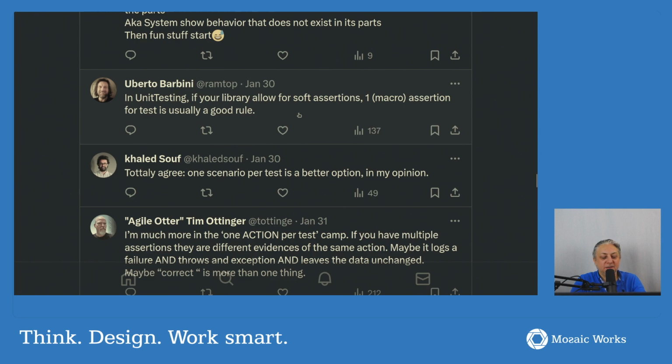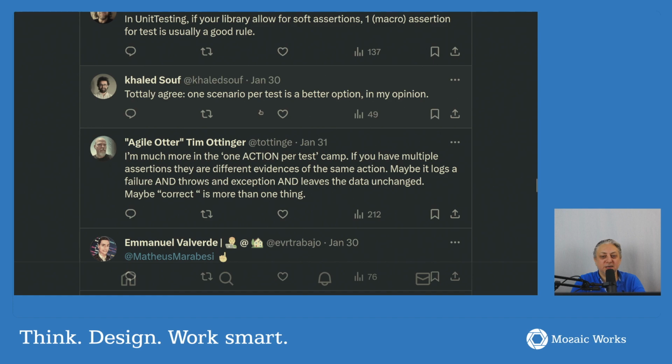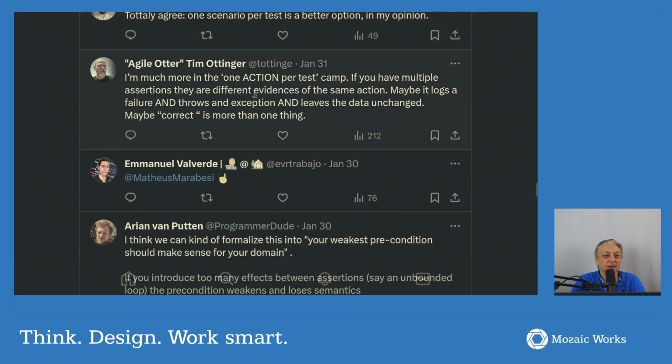Uberto Barbini: in unit testing, if your library allows for soft assertions, one macro assertion per test is usually a good rule. Khaled Suf: totally agree. One scenario per test is a better option, in my opinion. Agile author Tim Ottinger: I'm much more in the one action per test camp. If you have multiple assertions, they are different evidences of the same action. Maybe it logs a failure and throws an exception and leaves the data unchanged. Maybe correct is more than one thing. And to me, I'm most in line with Tim Ottinger here. I think he's right. This is kind of how I'm thinking as well.